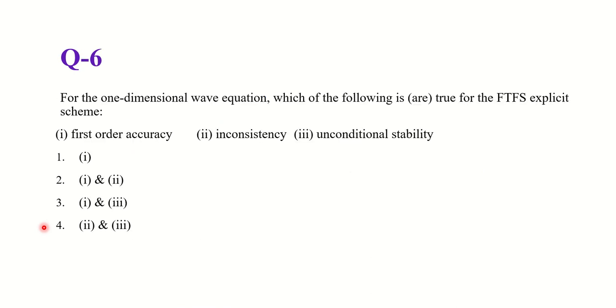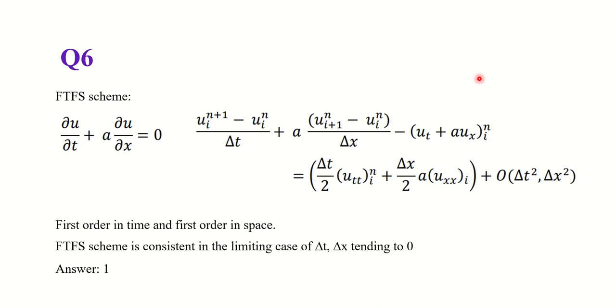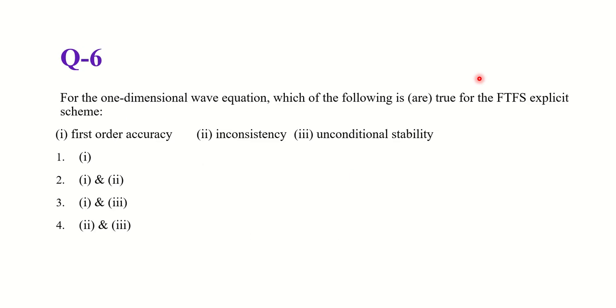So what are the options? First order accuracy, that was right. We saw them to be first order in space and time. And it was consistent, it was not inconsistent. And unconditional stability, that was also not right. So the answer to this problem is option 1, that is first order accuracy.